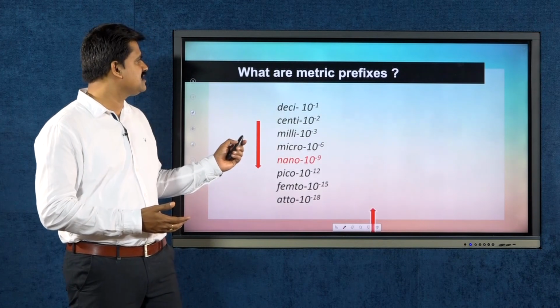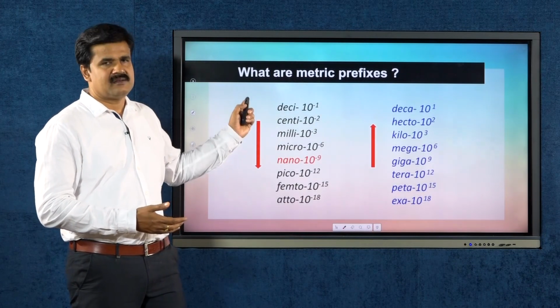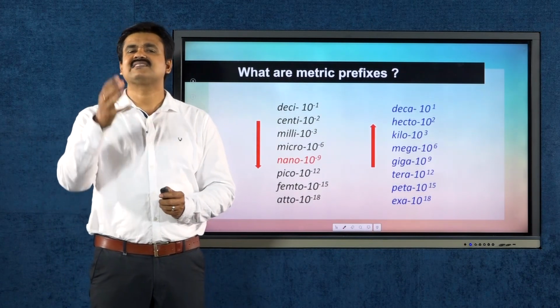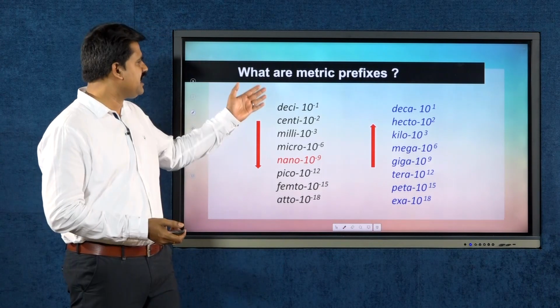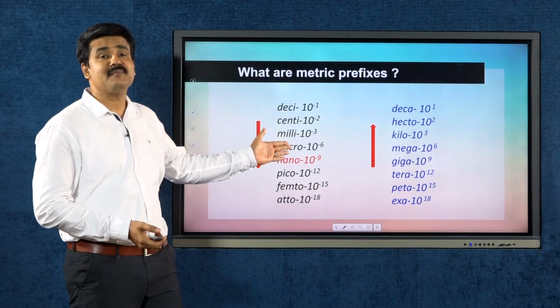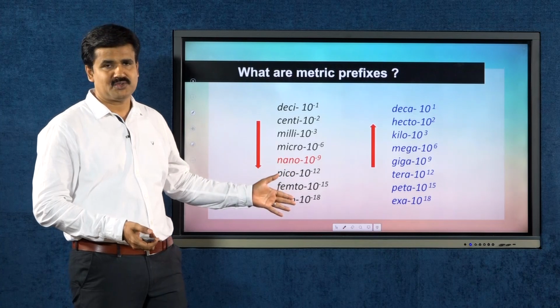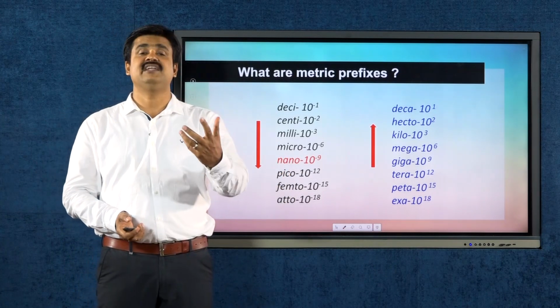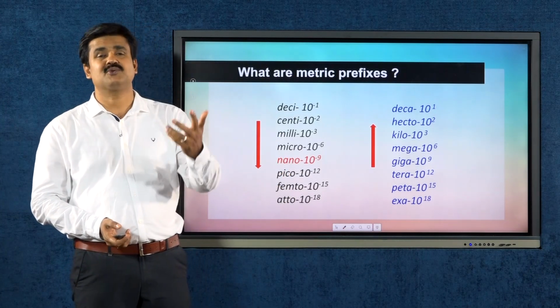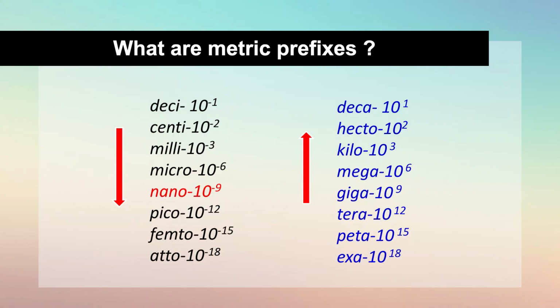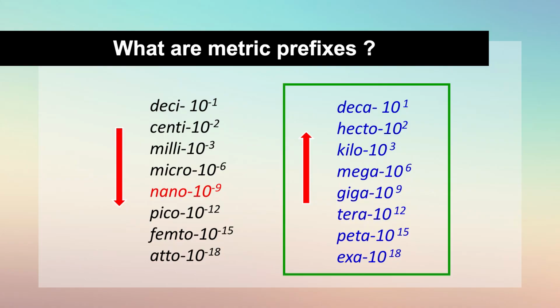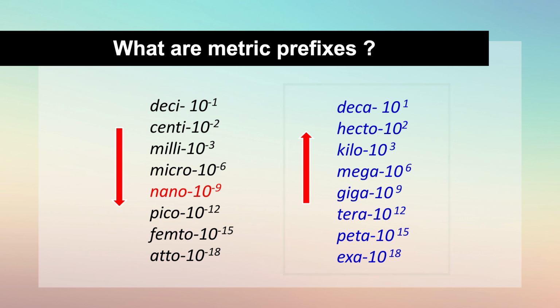The left hand side represents prefixes used to represent small quantities. They include deci, centi, milli, micro, nano, pico, femto, atto. And the prefixes used to represent high quantities include deca, hecto, kilo, mega, giga, tera, peta, exa. See, exa stands for 10 raised to 18, which is used to represent bigger quantities.